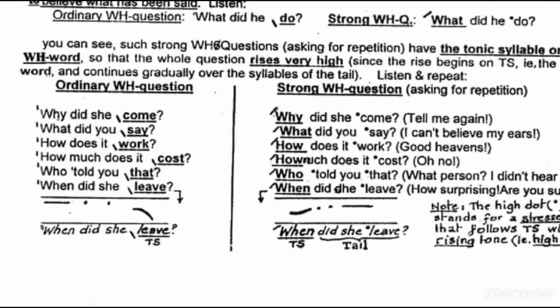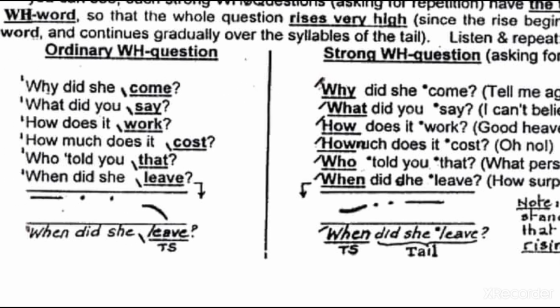I want you to notice with me the graphic representation of both questions, when it is normal and when it is a strong WH question. So, when did she leave? Here, when is a WH word, and as you know, WH words are lexical words, so they need to be stressed. So in a normal WH question, it is a stressed word, so it is a high dash. Did, not stressed, a dot; she, a high dot; and leave, which is a low fall, the last lexical word in normal WH questions, so it is from mid to low level.